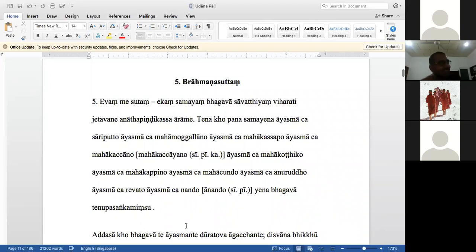Thank you, Bhante. Evam me sutam, ekam samayam Bhagava Savatthiyam viharati, Jetavane Anathapindikassa arame. Thus have I heard, one time the Blessed One was dwelling at Savatthi in Jeta's Grove, Anathapindika's Park.